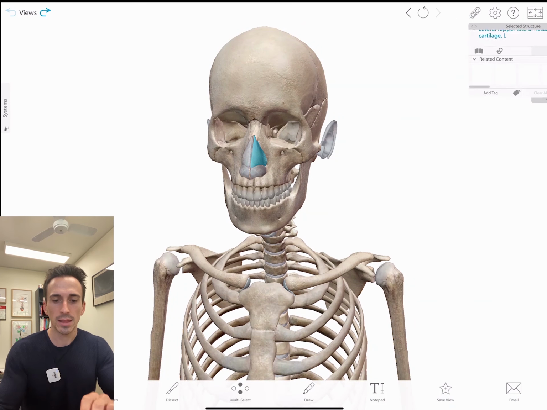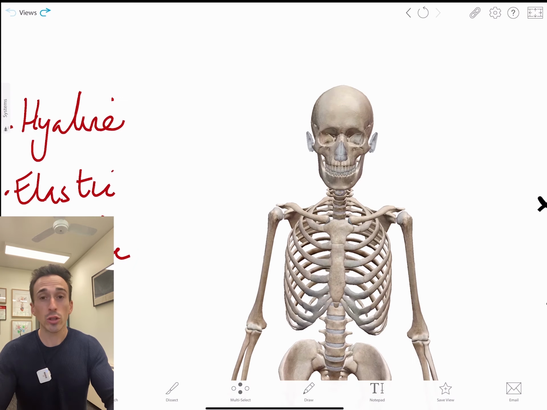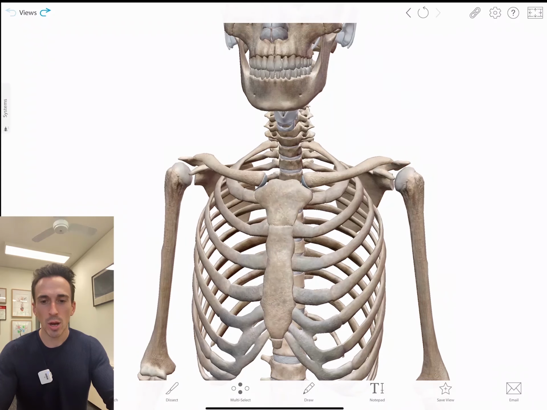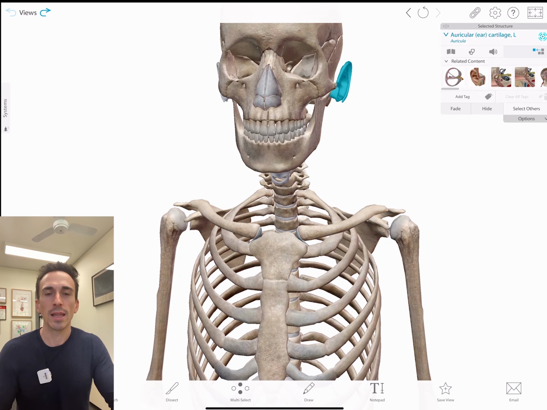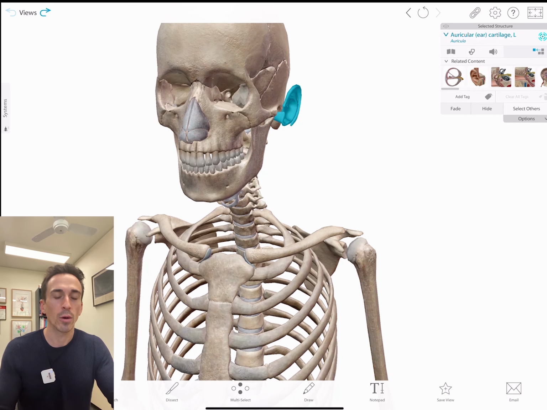Now let's have a look at the next type of cartilage, which is elastic cartilage. Now, elastic cartilage by its name is elastic, it's bendy, it can move. There's not too many examples of elastic cartilage, but one of which is the ear. The ear is the major type of elastic cartilage that we can see.